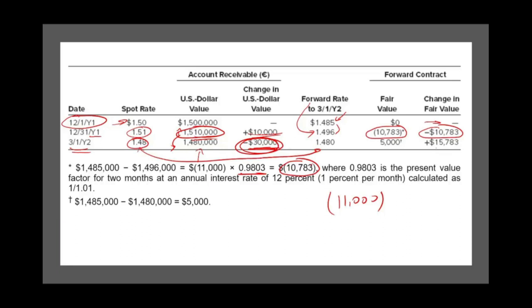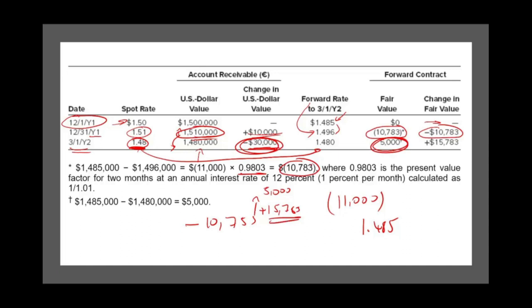And what happened is the change in fair value, because if you had waited, you would have gotten the spot rate of $1.48, but you're going to get 1.485. So you're going to get a $5,000 increase in your fair value. So you went from negative 10,783 up to 5,000.